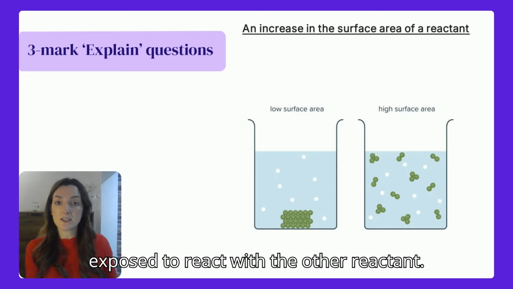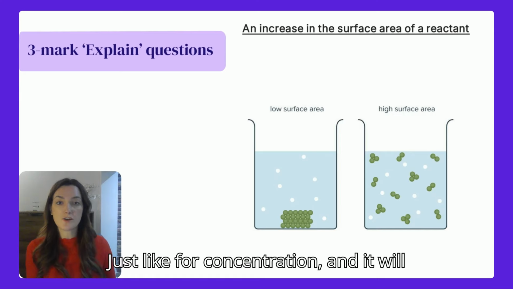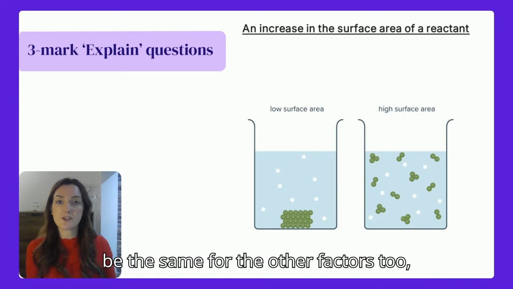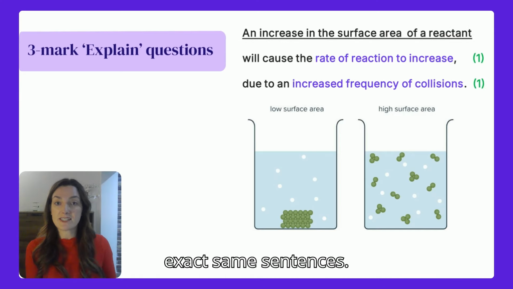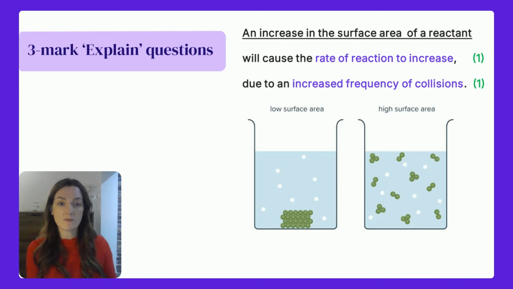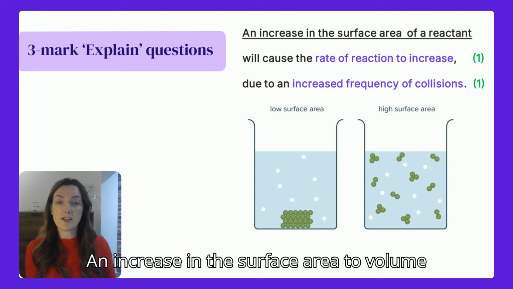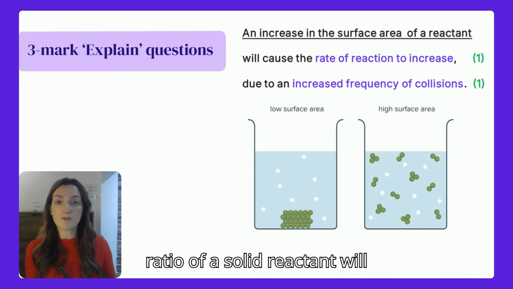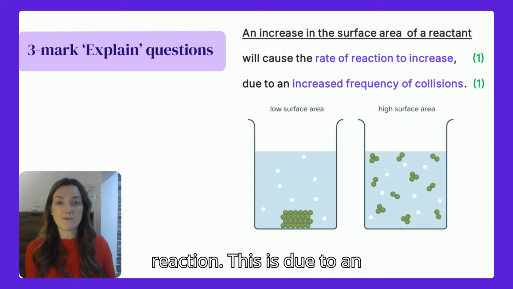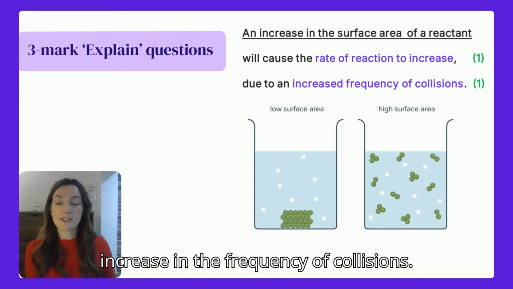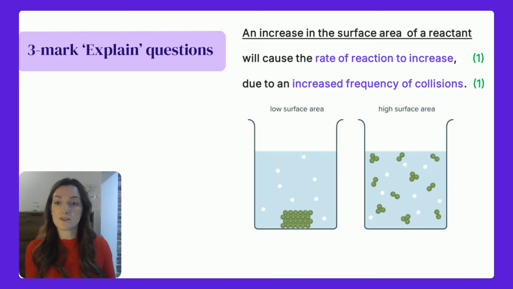Just like for concentration, and it will be the same for the other factors too, the first 2 marks come from stating the exact same sentences. An increase in the surface area to volume ratio of a solid reactant will cause an increase in the rate of reaction. This is due to an increase in the frequency of collisions.